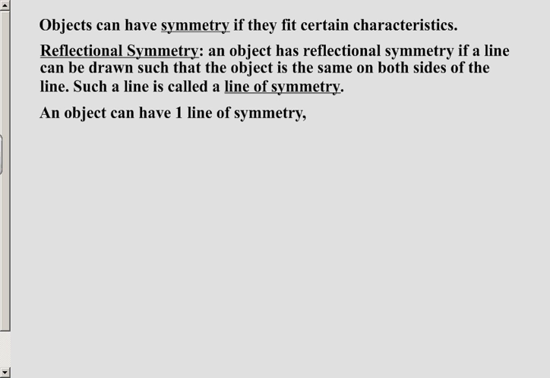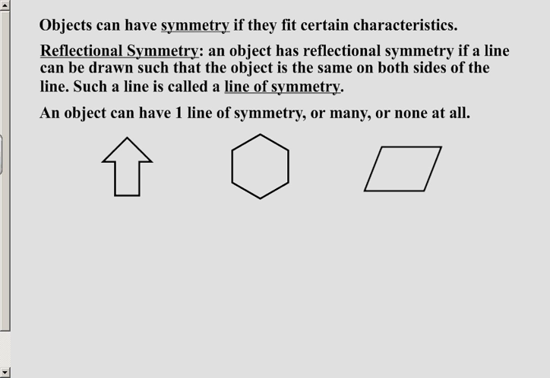An object could have one line of symmetry, it could have many lines of symmetry, or it could have none at all. It simply depends on what the object itself has to offer. So here are 3 various types of polygons. Let's examine them one at a time for possible lines of symmetry.